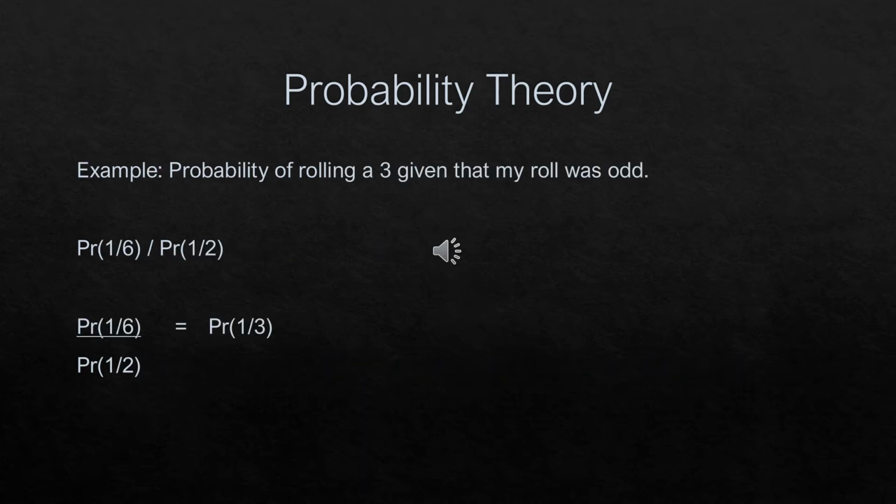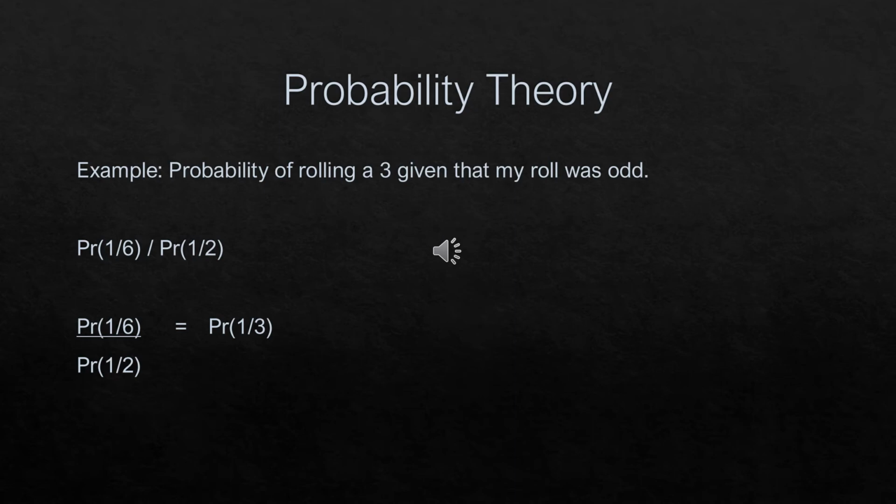Here's another really basic example of conditional probability. Take the probability of my rolling a die and getting a 3, given that my roll was odd. Now, what exactly is going on there? Well, if I've got a fair 6-sided die, what's the probability of rolling a 3? It's 1 out of 6, right? But what's the probability of my rolling something that was odd? That would be 1 out of 2, because there are 3 odd numbers and 3 even numbers on a die.